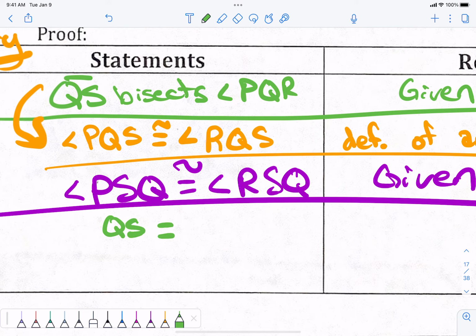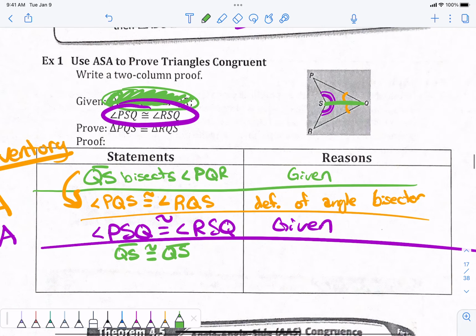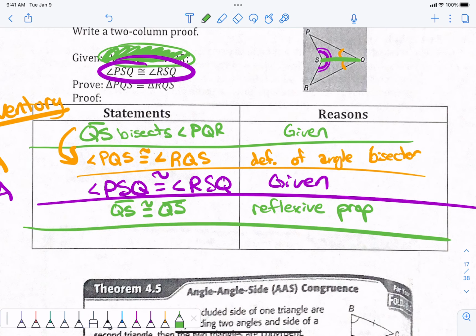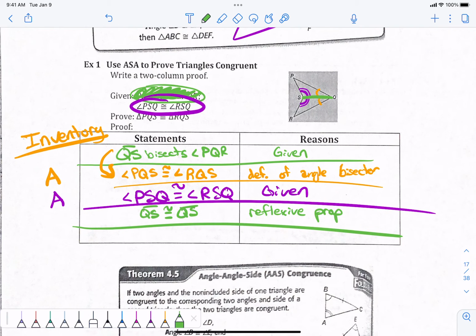QS is congruent to QS. So the top QS is congruent to the bottom QS, right? The QS for the top triangle is the same as the QS for the bottom triangle. What's that called? That's the reflexive property. Okay, and that gave me a side.